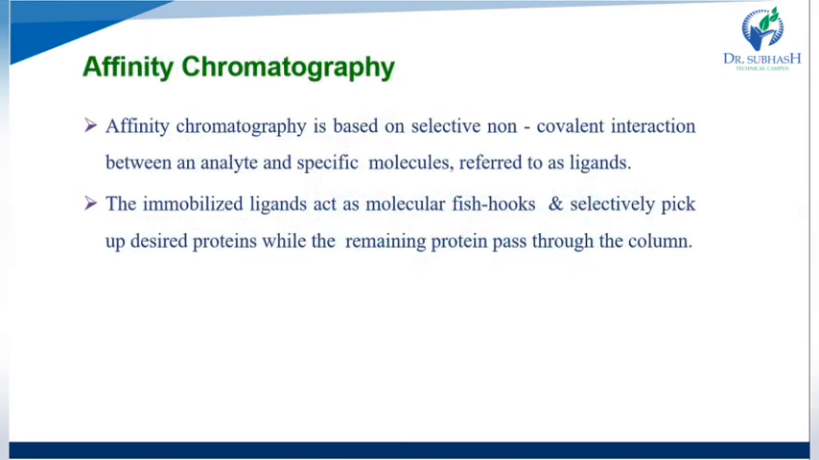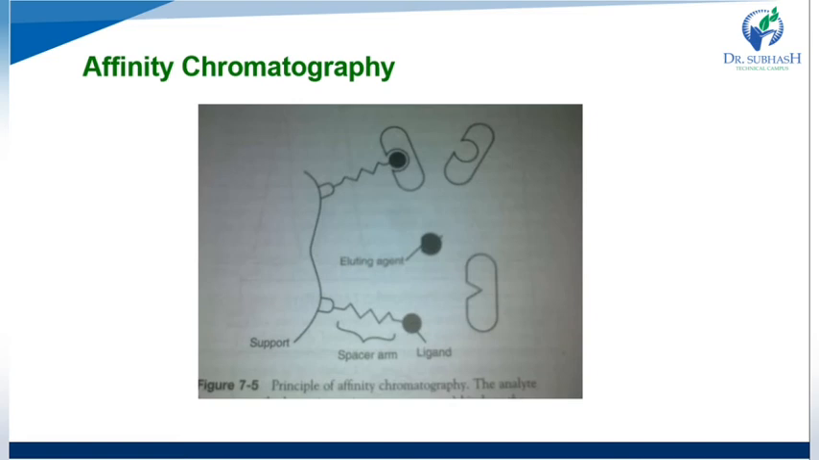Now we will see affinity chromatography. Affinity chromatography is based on the selective non-covalent interaction between the analytes and a specific molecule referred to as the ligand. The immobilized ligands act as a molecular fish hook and selectively pick up the desired protein, while the remaining proteins pass through the column. This is the lock and key model, and this is the affinity chromatographic technique.